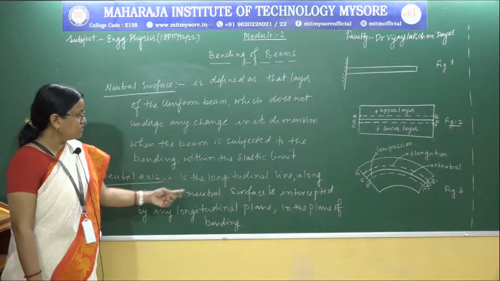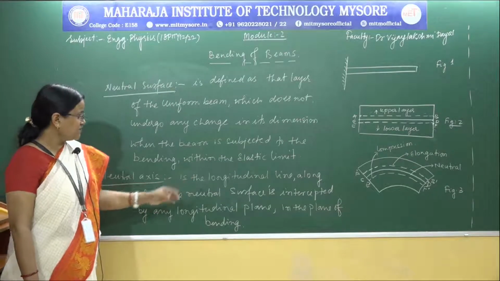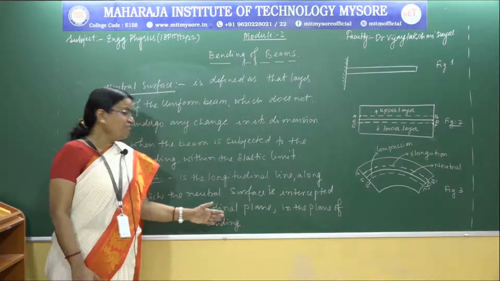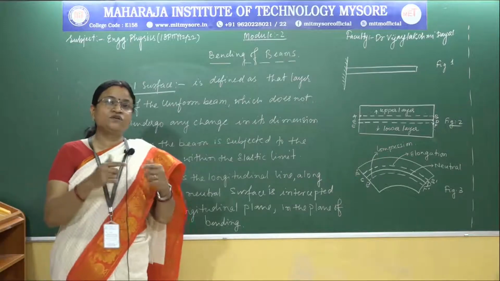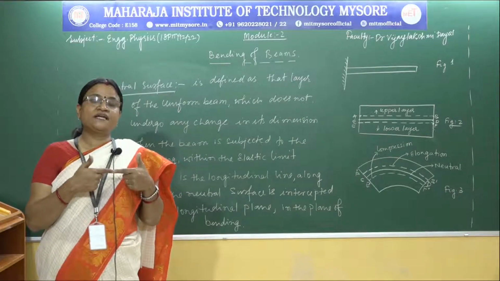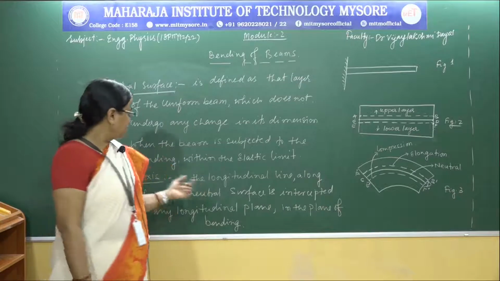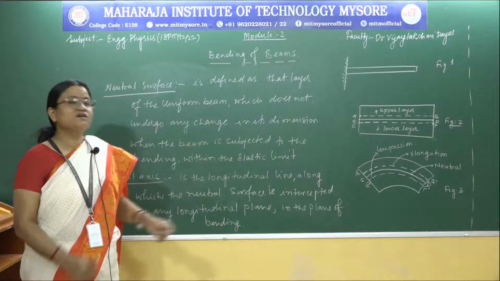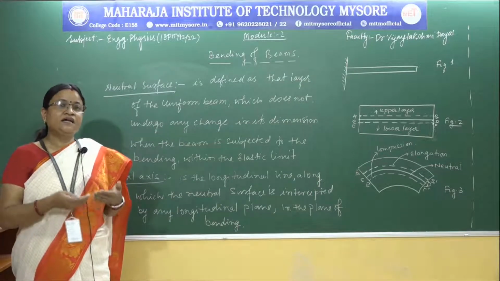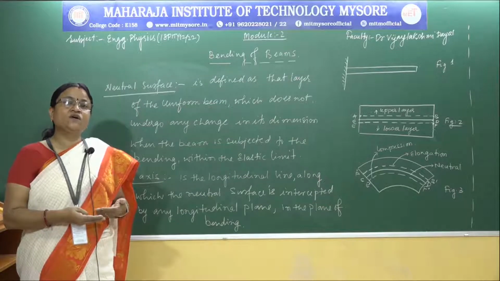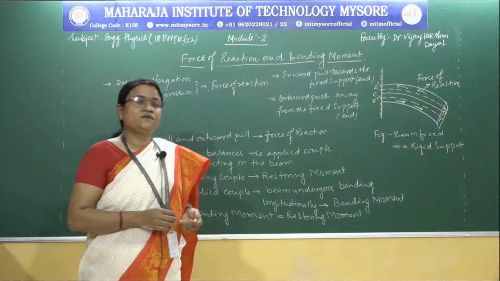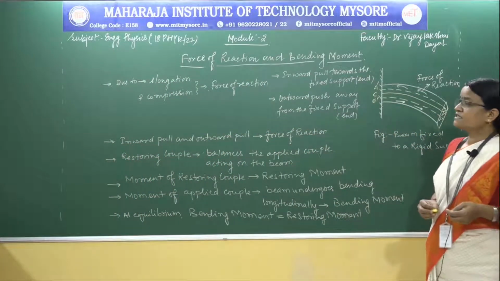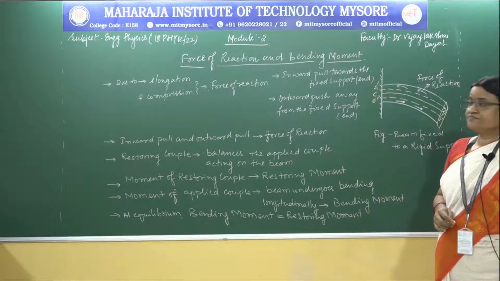Now what is the neutral axis? It is the longitudinal line along which the neutral surface is intercepted by any longitudinal plane in the plane of bending. So the axis passing through the plane which is neutral, that is what we call the neutral axis, and that axis is nothing but a longitudinal line, and the plane on which it lies is also longitudinal. Now we will learn what the force of reaction and the bending moment are.